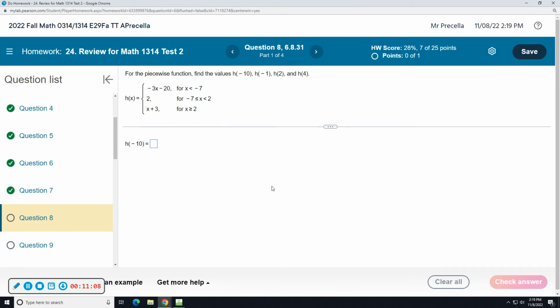Number 8. They want us to evaluate a piecewise function. Let me turn off that. Let me write the problem down. This is number 8. Oh, this is a 3-piece function.